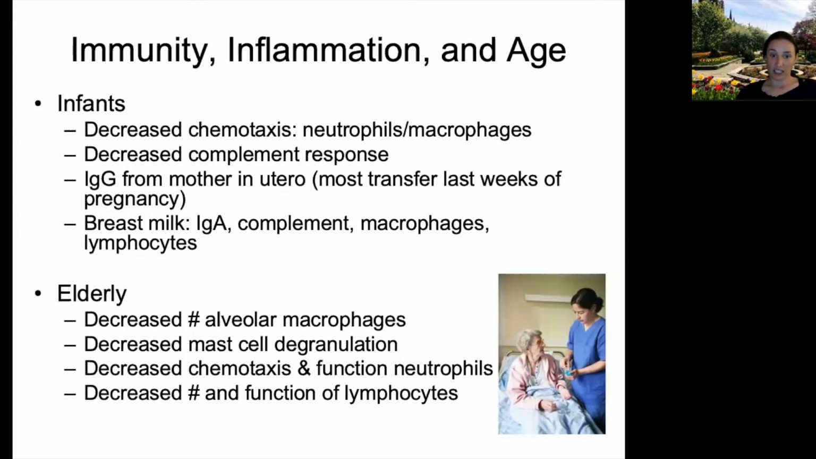The elderly often have a decrease in the number of alveolar macrophages, so those are macrophages that live in their lungs. They have a decreased number of mast cell degranulation. They have decreased chemotaxis and function of the neutrophils, as well as a decreased number and function of lymphocytes.